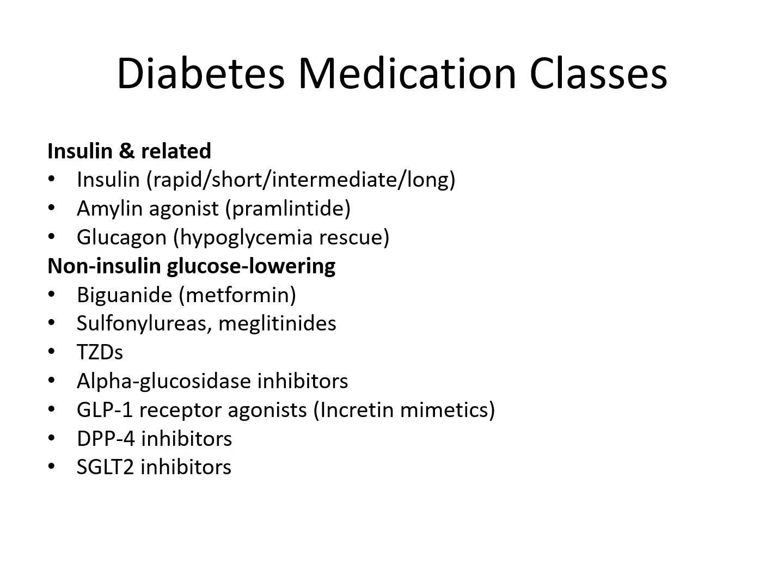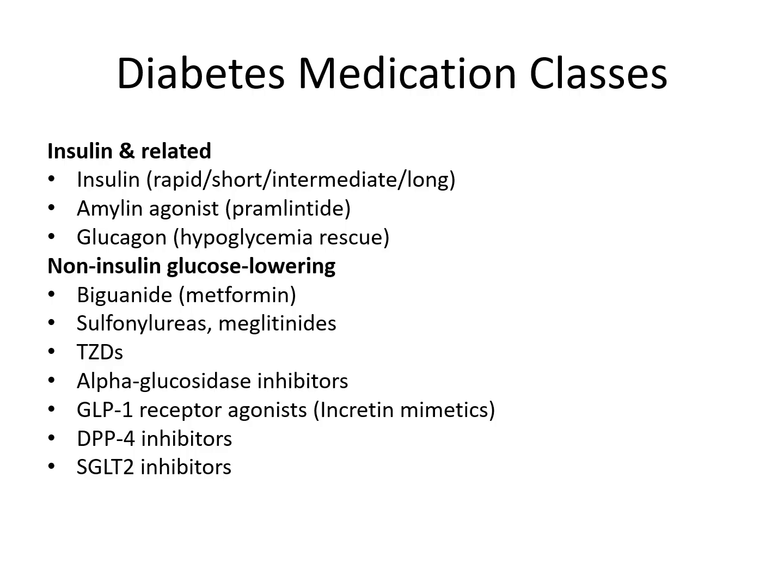Then we have our non-insulin agents. Metformin, our biguanide, is typically first line in type 2 diabetes. Sulfonylureas and meglitinides we use to stimulate insulin secretion. Our TZDs improve insulin sensitivity. Alpha-glucosidase inhibitors slow carbohydrate absorption. GLP-1 receptor agonists, also called incretin mimetics, enhance glucose-dependent insulin release.